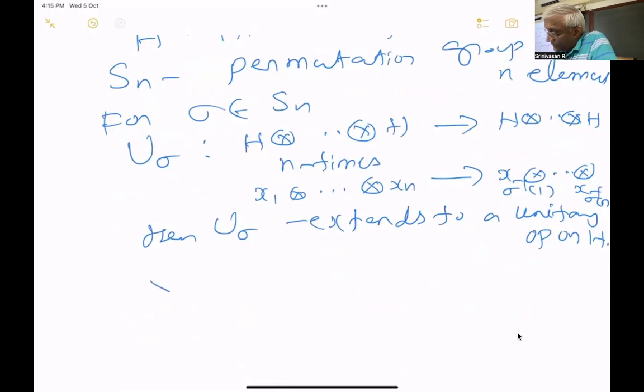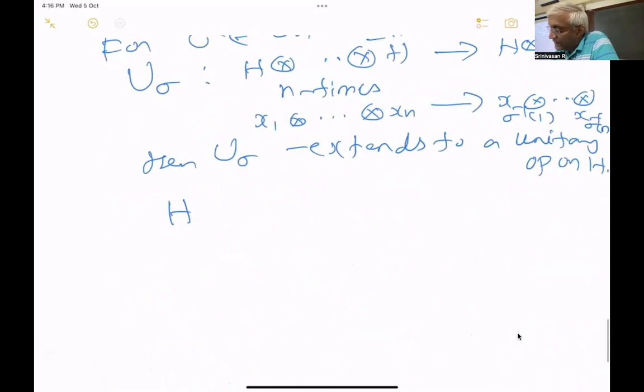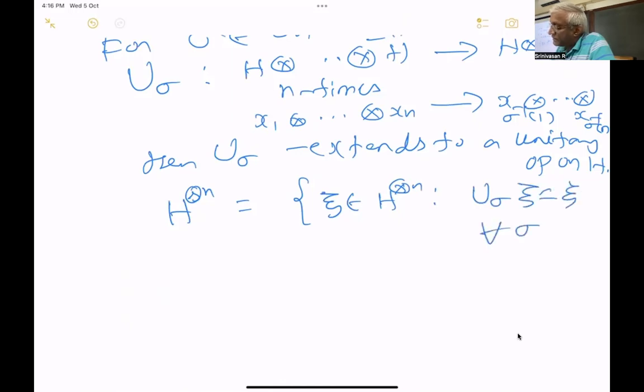I sometimes write H tensor H also as the nth power, H tensor n. Here I want to write S_n equal to all those xi in H tensor n such that U sigma xi equals xi for all sigma in S_n.